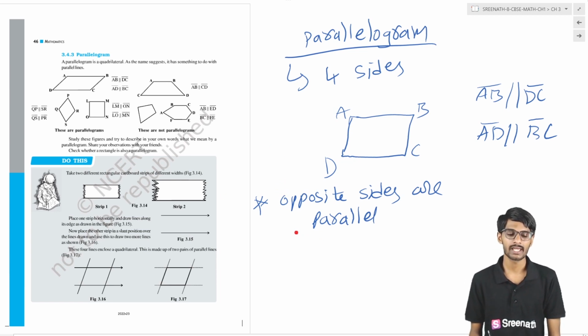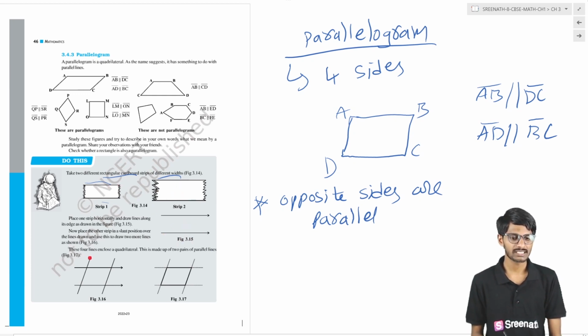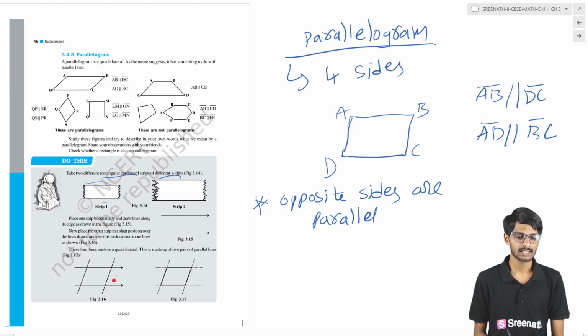Suppose if you want to draw a parallelogram, how can you draw? Take two rectangular cardboard sheets of different widths, and first take this cardboard sheet and mark around its boundary with a pencil. Now take another cardboard, and if you placed the first one horizontal, now you have to place this one vertical, and again you have to draw like that. Then if you remove the cardboard, the diagram is like that. Then we call this the parallelogram.